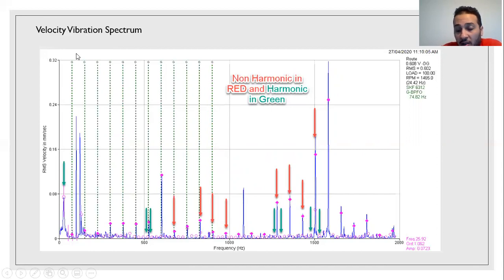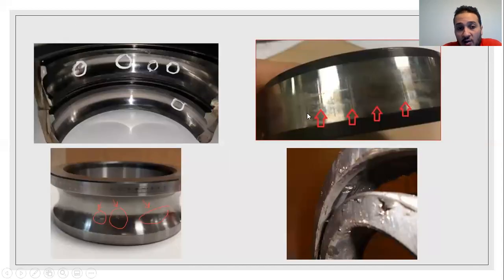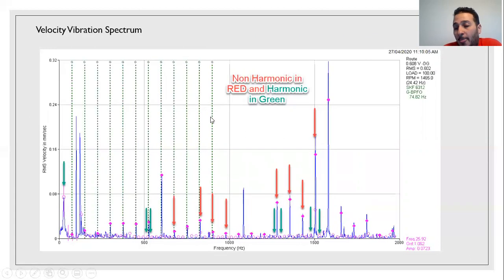And I did this. I found many faults like this one, a lot of them, even at 1 millimeter per second or even less. And when you open the bearing, you see all these faults. You should not wait to see levels like 2 or 3 millimeter per second. This means that you have real damage to the bearing, and the secondary damage might happen at any time.